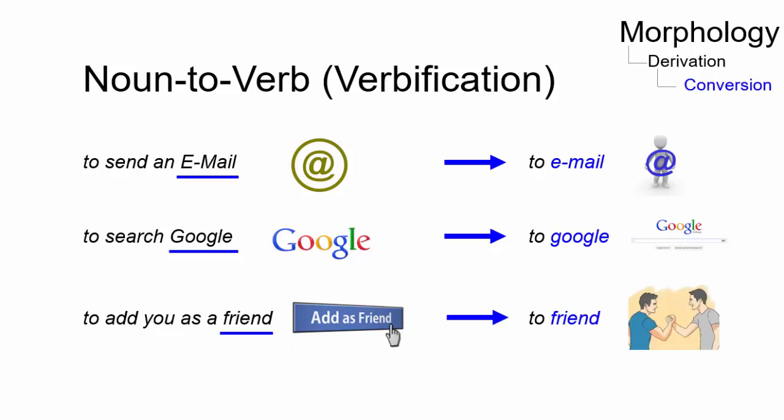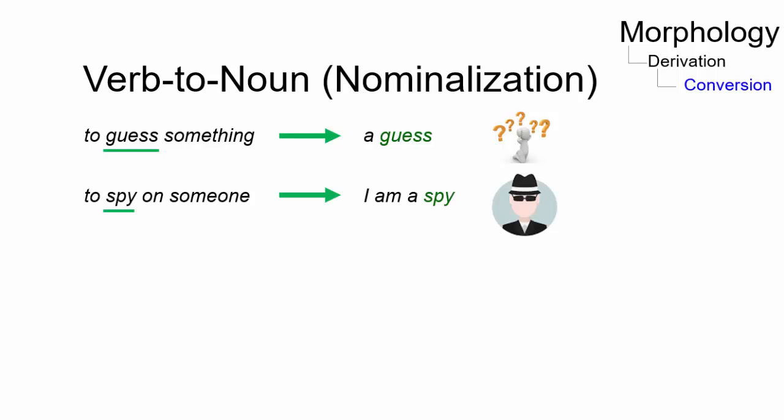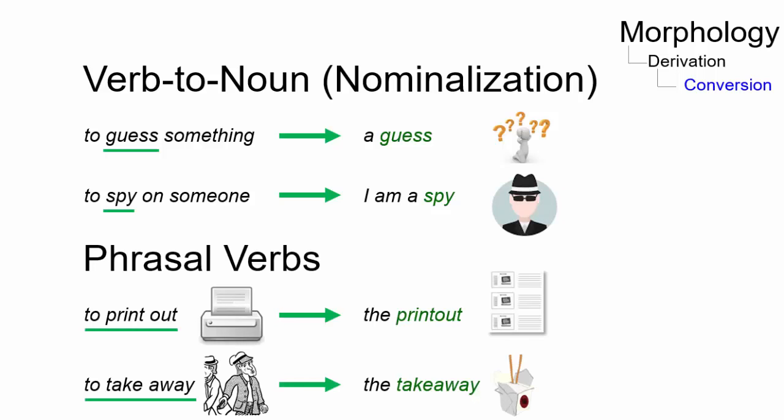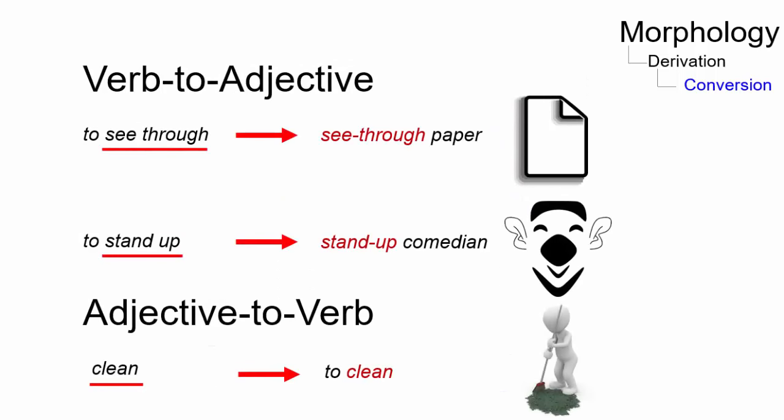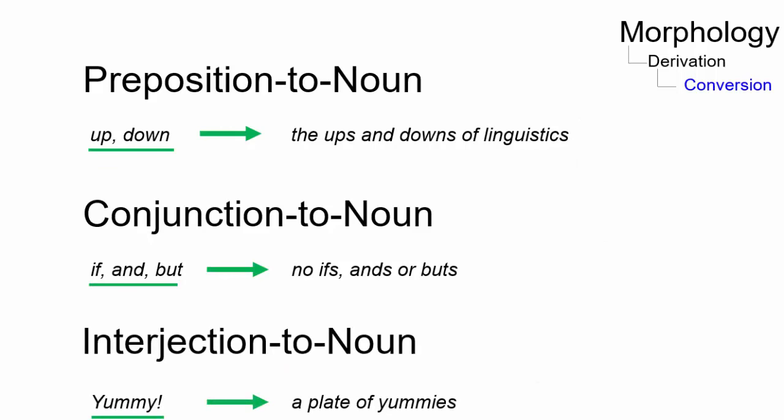Another productive process in English is verb to noun, or nominalization. If I guess something, this something is a guess. I can spy on someone, and I am therefore a spy. Less common forms are the nominalization of phrasal verbs, the conversion of verbs to adjectives, and even forms where function words are converted to nouns.